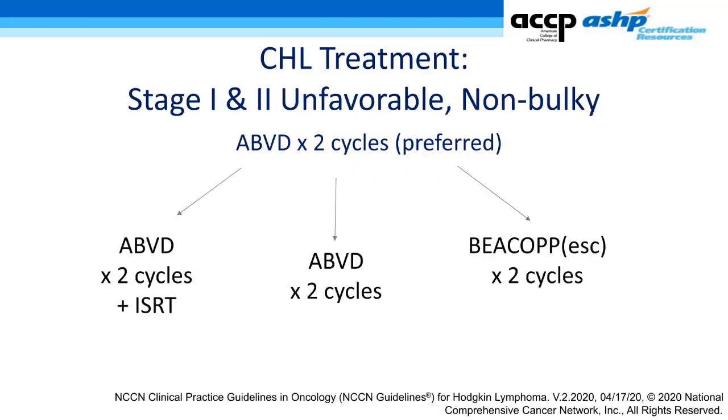For a patient with stage 1 and 2 unfavorable but non-bulky disease, again, you would lead off with 2 cycles of ABVD as a preferred regimen, do a PET and CT scan. Depending on the results, you could continue ABVD for 2 more cycles in combination with involved site radiation. You could do ABVD alone for 2 more cycles. And if the patient needed to escalate therapy, you could move up to BCOP for 2 cycles.